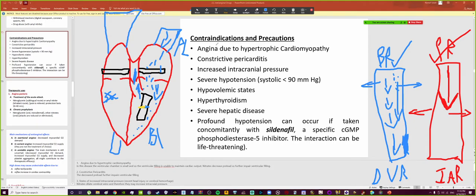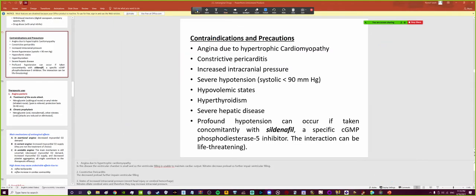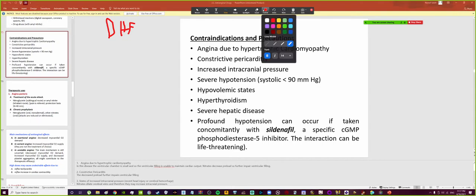So the first contraindication is angina. Wait, angina what? Angina due to, what is this? Hypertrophic cardiomyopathy. So diastolic heart failure. We can use nitrates for systolic heart failure, but not for diastolic heart failure. Okay. So how I'm going to explain this is that, first of all, there are two types of heart failure. There's something called diastolic heart failure. We're going to type it over here. And there's systolic heart failure, okay?